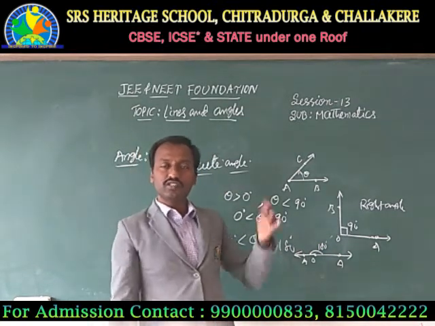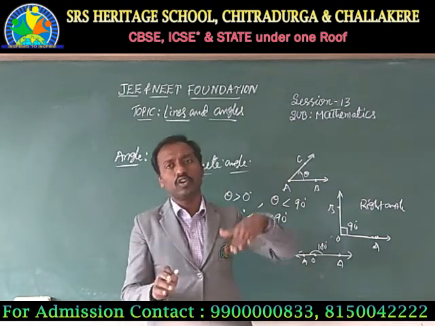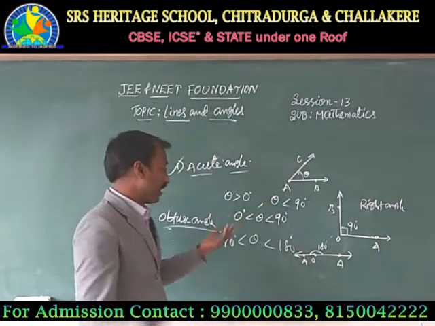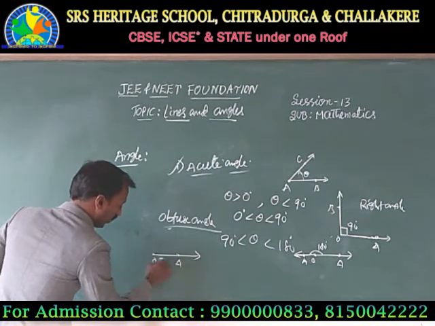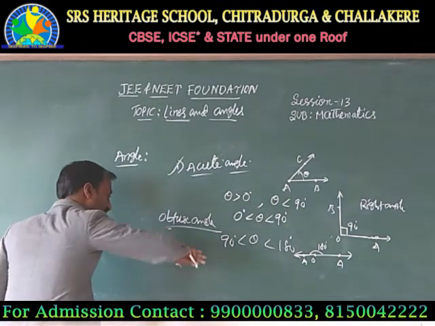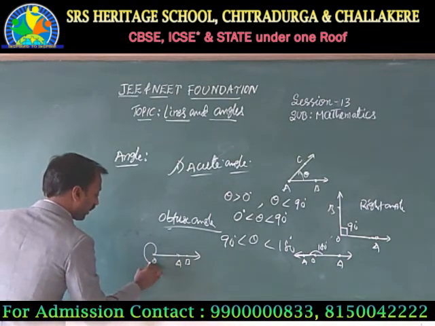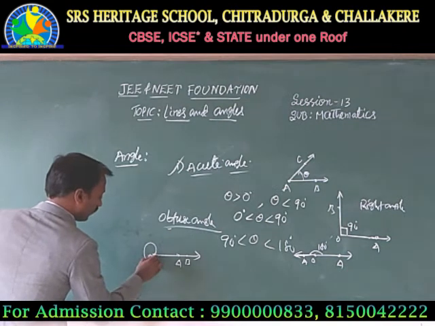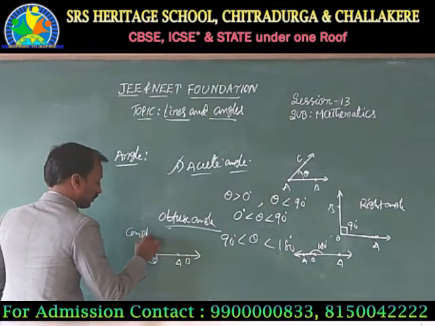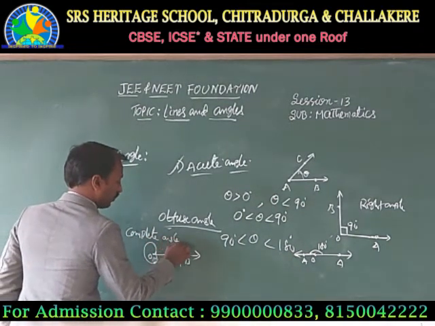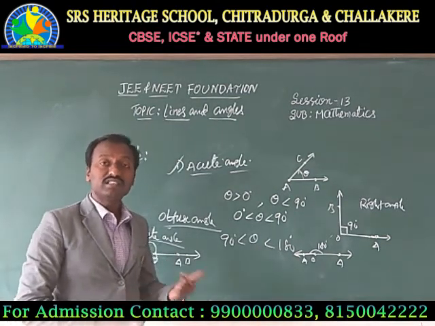Next, 0 degrees. 0 degrees means the terminal ray and the initial ray are both at the same point. There is no rotation. At the same time, complete angle: the terminal ray OB rotates and comes to coincide again with OA. That means it completed one rotation. This is a complete angle. One complete rotation is nothing but 360 degrees.